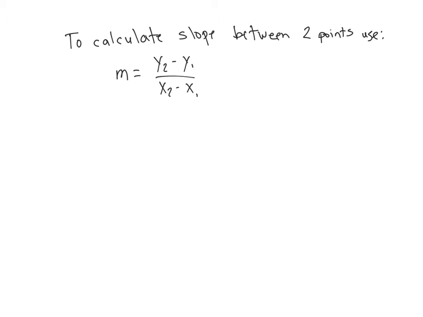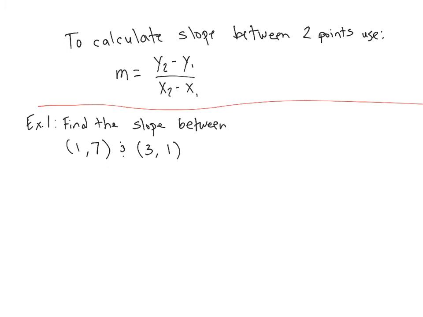All right, so before we get into the main part of this section, we're gonna have to remember one thing that we learned in chapter 3, and you should have learned in 8th grade as well. And that's how to calculate a slope between 2 points. So to calculate a slope between 2 points, we use the formula m equals y2 minus y1 over x2 minus x1. So let's take some time practicing this formula.